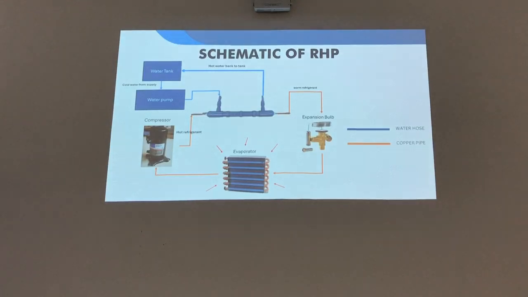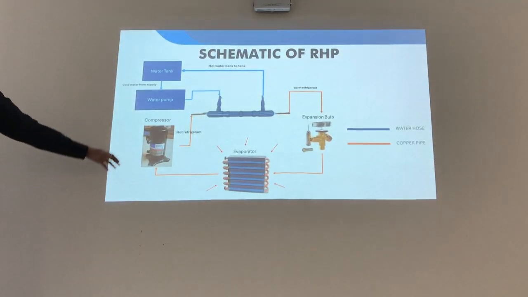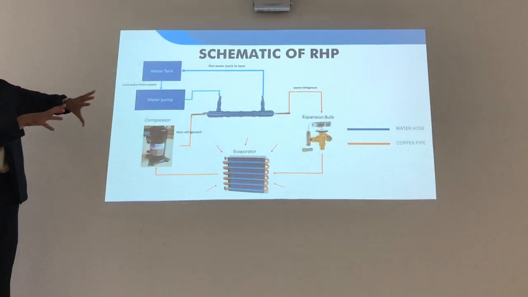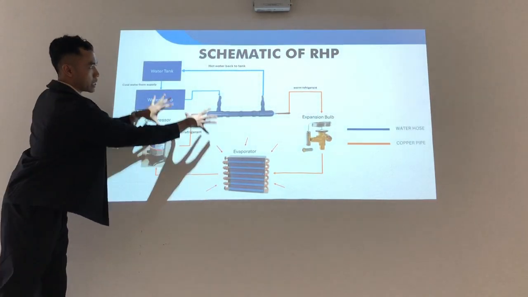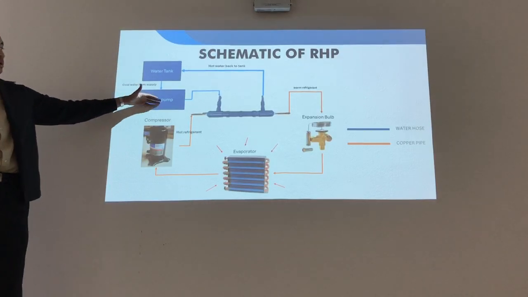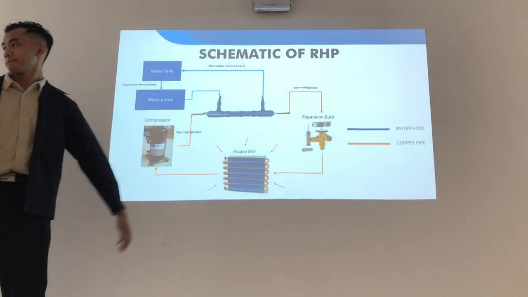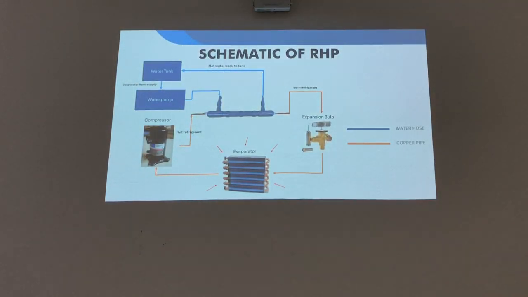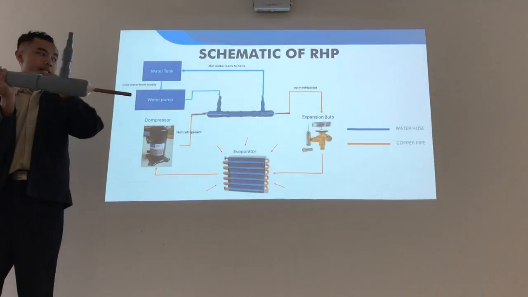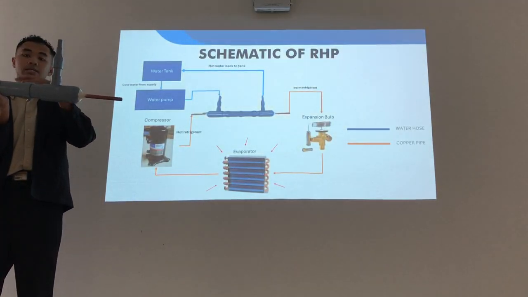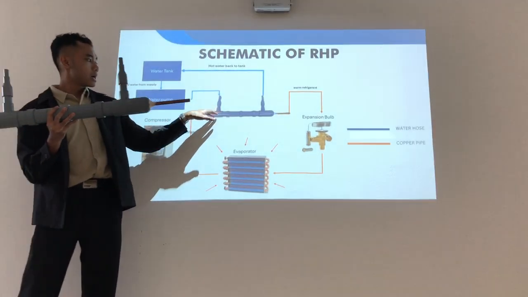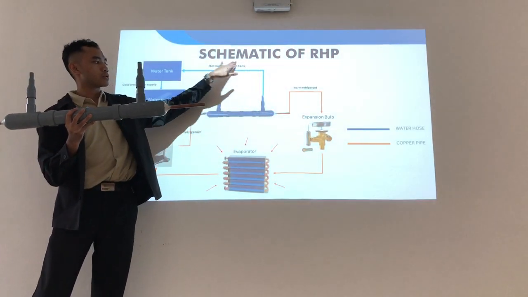So this is basically the schematic of RHP. It's two systems in a sense. This is the RHP system and this is the water tank system. So cold water from the supply will be pumped by the water pump into the PVC pipe over here. There are baffles along the way that make oscillatory flow mixing in the PVC pipe itself. Then it will go here, and then it will go back.